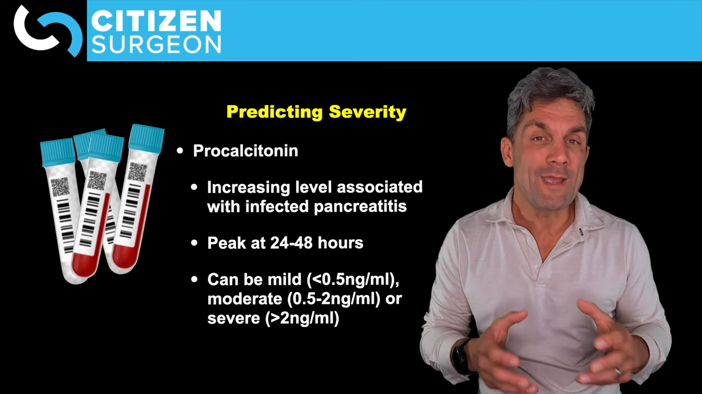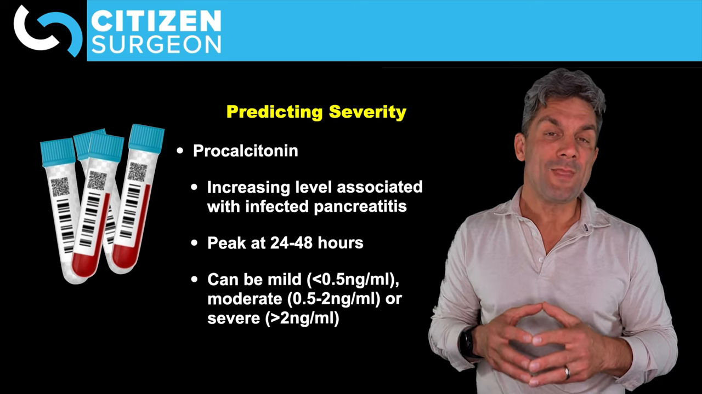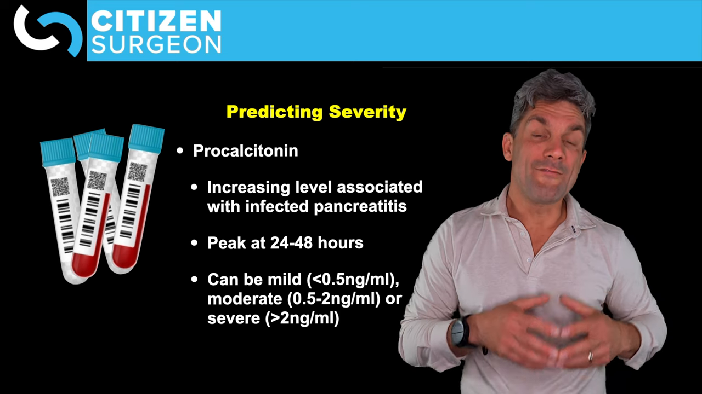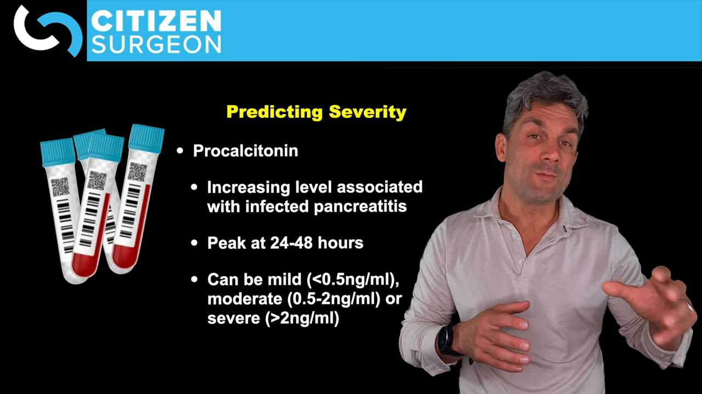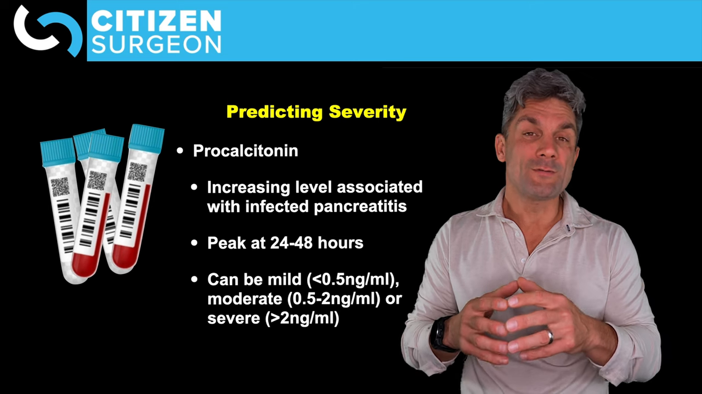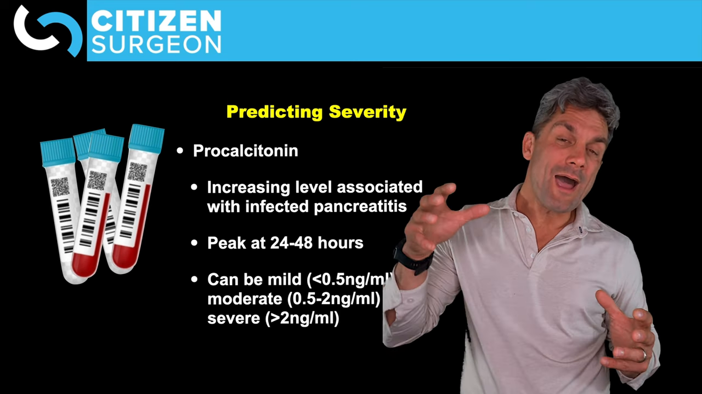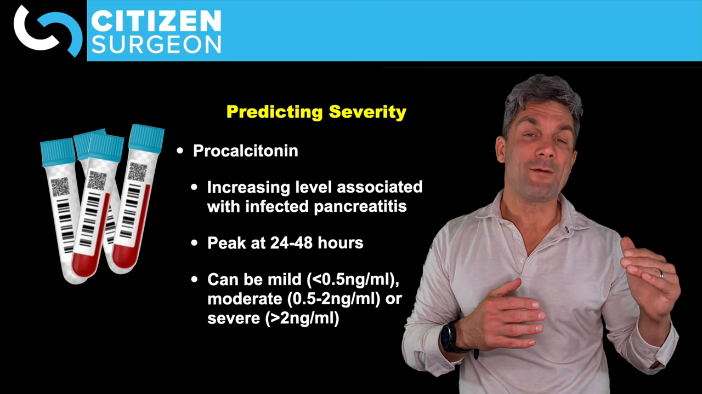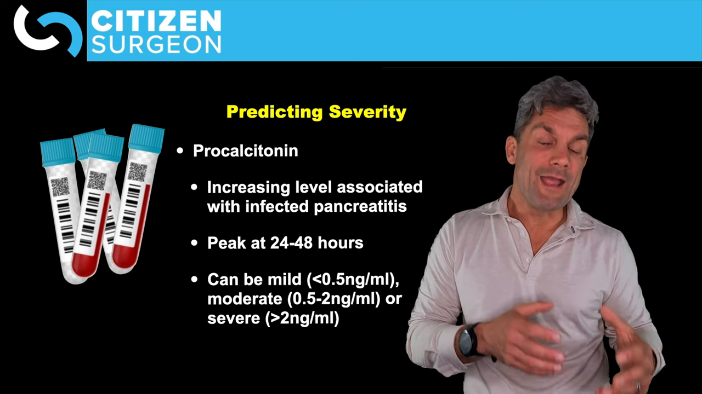All right, the next one is procalcitonin. Procalcitonin is a chemical that is released from cells in infection and injury, and depending on the level, we can get an idea of increased severity and also increased risk of infection. If we have an increasing procalcitonin, and this usually peaks at 24 to 48 hours, we can look at those levels and say, well, mild would be less than 0.5 nanograms per milliliter, moderate would be 0.5 to 2 nanograms per milliliter, and high or more severe would be greater than 2 nanograms per milliliter. And as those levels go up, our risk of infected pancreatitis is going up. And as we learned earlier in mild, moderate, severe acute pancreatitis, infected pancreatic necrosis is automatically severe acute pancreatitis, and that carries with it a higher risk of mortality.